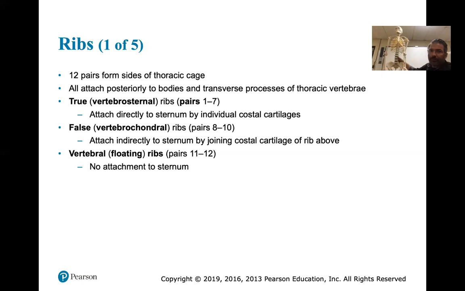So we're saying pairs 1 through 7, vertebrosternal. There's 1, 2, 3, 4, 5, 6, 7. All right. They're really attaching up here. See how that's coming up through here? All right. These are not. These are vertebrochondral, here 8 through 10. And then 11 and 12, these are your floating ribs, no attachment to the sternum.